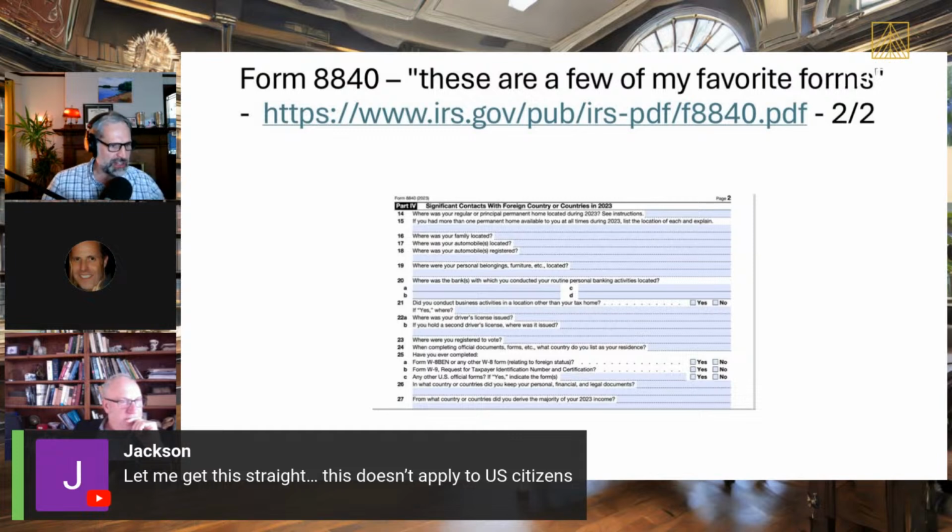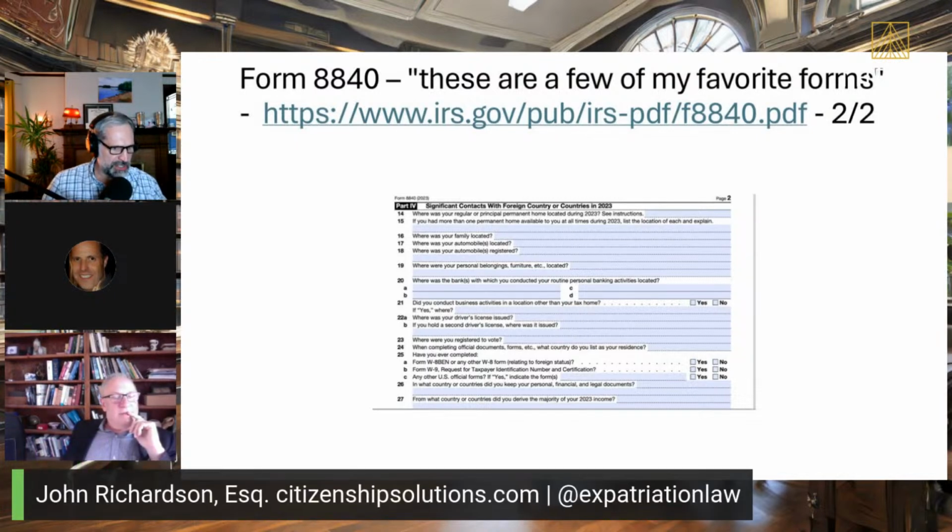So you're absolutely right. If you're joining us, that's what this is about. You cannot use Form 8840 if you are a U.S. citizen. We are going to talk a little bit about what you can do if you renounce, and whether you can use 8840. We'll talk about that in a little bit, but I just want to clear that up. Okay, go ahead, John.